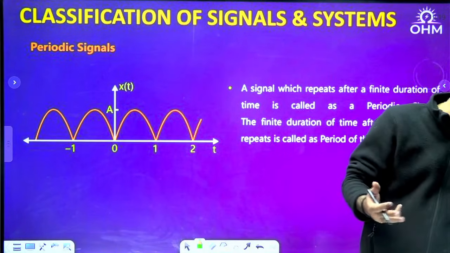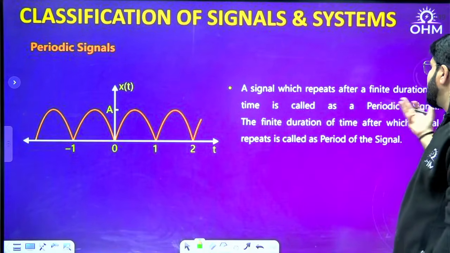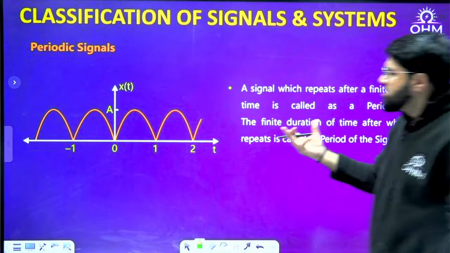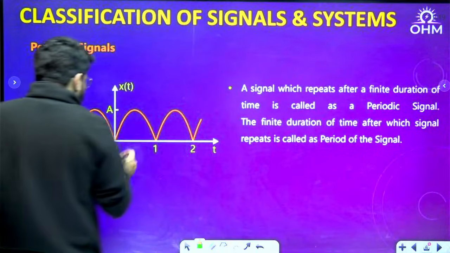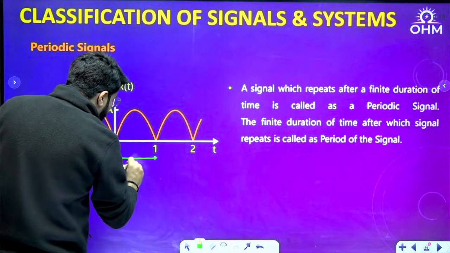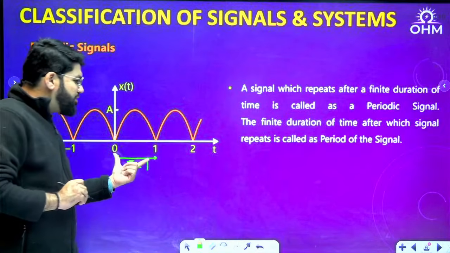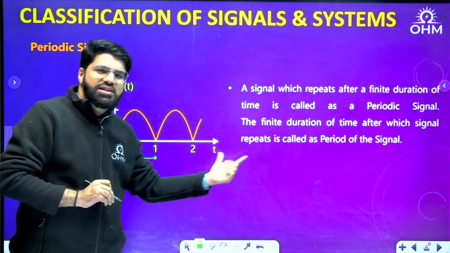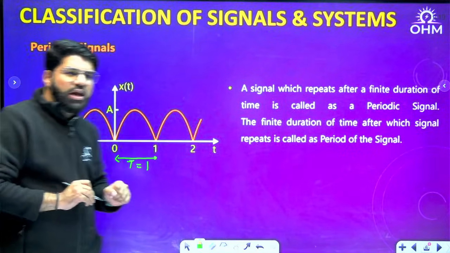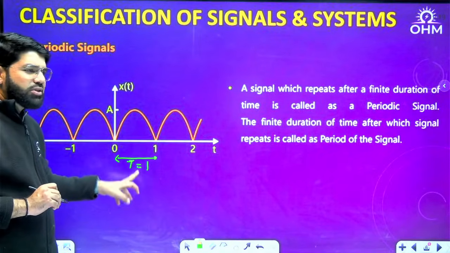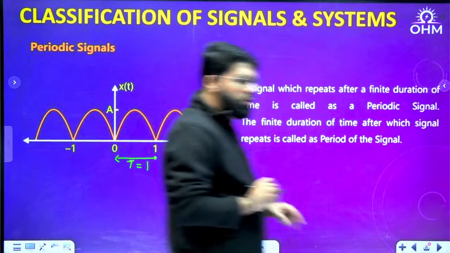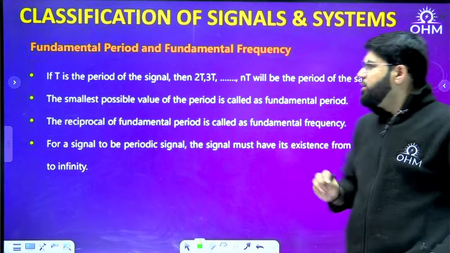A periodic signal is a signal whose value keeps on repeating after every fixed interval of time. Like this particular signal, the value keeps on repeating after every 1 unit of time, and this is known as the time period. If the value repeats after 1 unit, it repeats after 2 also, and after 3 also. But the smallest value of time after which repetition occurs is 1, so that is known as the fundamental period.